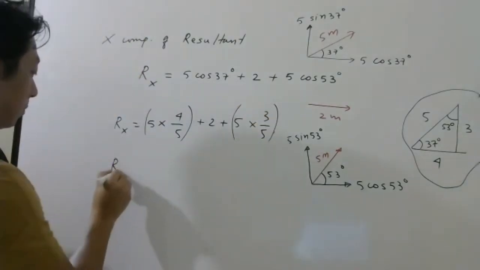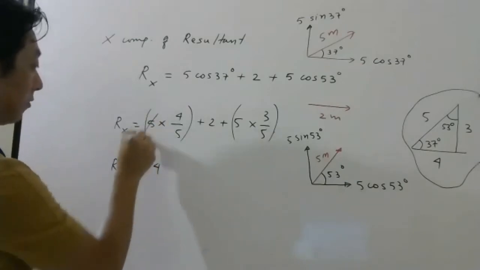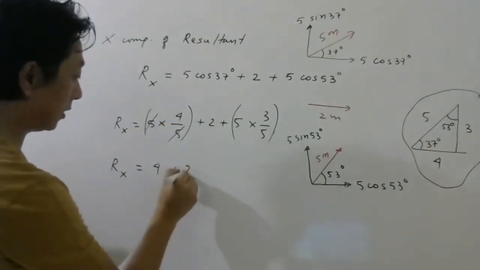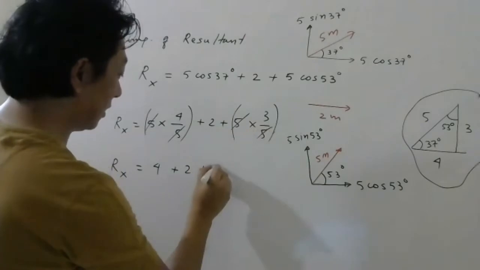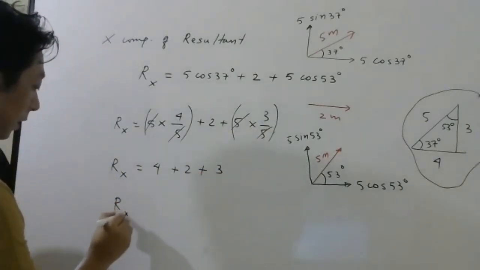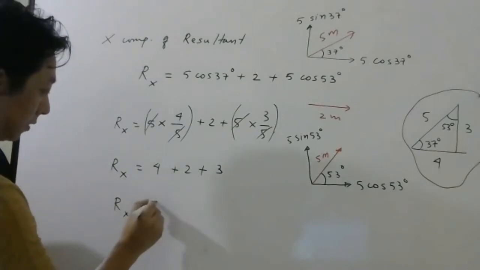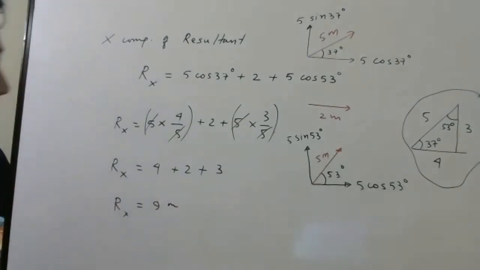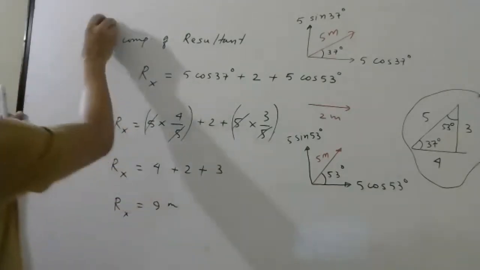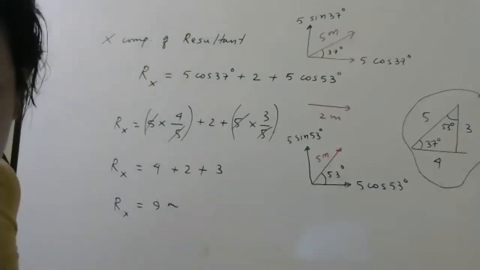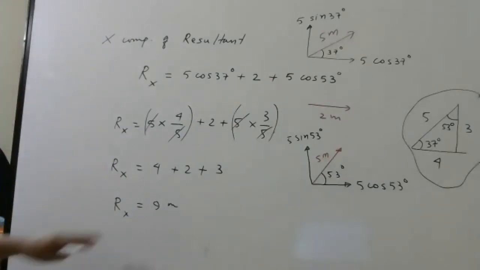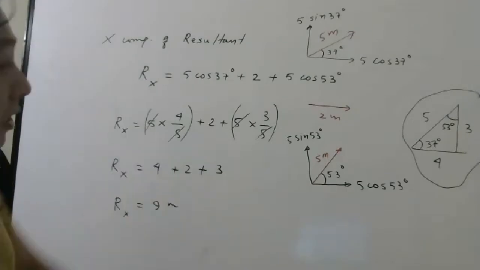So your x component will be 4, the 5s cancel, plus 2, plus 3, the 5s cancel. So the x component is 4 plus 2 plus 3, which is 9 meter. So the x component is coming 9 meter. Okay. So this is your x component. Now let us find the y component.